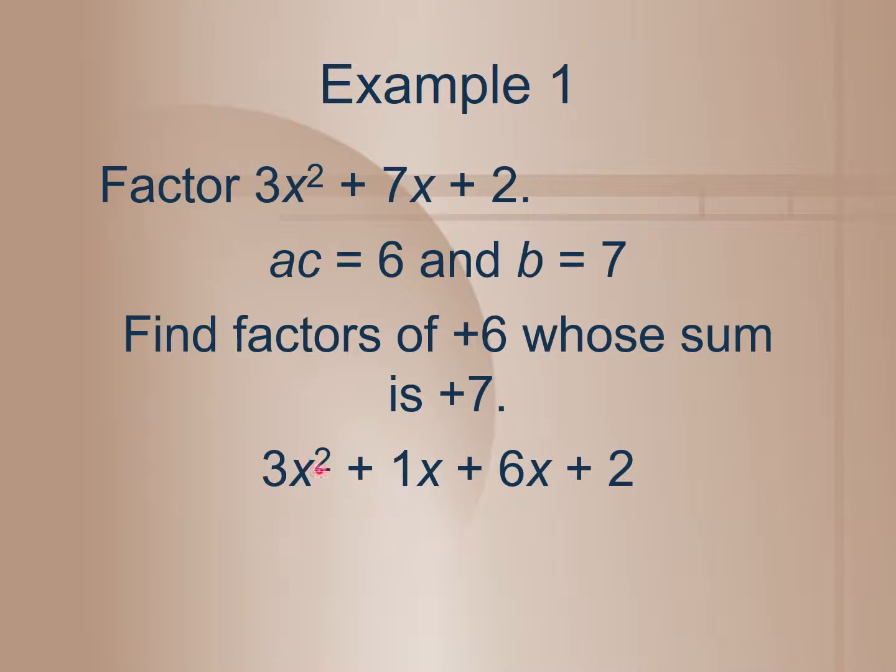Okay? So notice that this is going a little bit differently than whenever we were in 10.2. I take that 6 times 1 that adds up to 7, and I write it like this: 3x squared plus 1x plus 6x plus 2. Notice that 1x plus 6x is this 7x. So that's how I know that I'm on the right track, is that that should be matching.